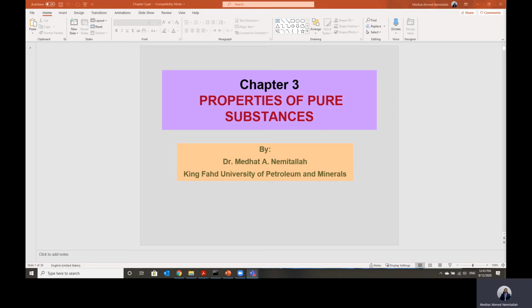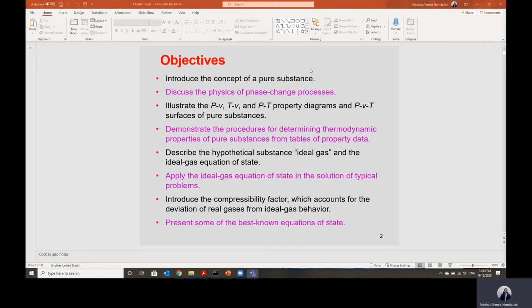Chapter 3 is properties of pure substance, how to calculate the properties of pure substance. Inshallah, in this chapter we'll be introduced to the concept of pure substance, its definition, what it actually means. Then we will discuss the phase change process. We will represent the phase change process from the liquid phase to the vapor phase, especially for water.